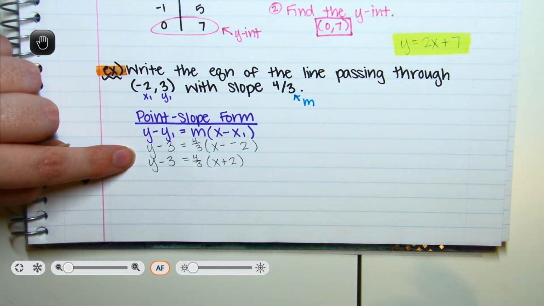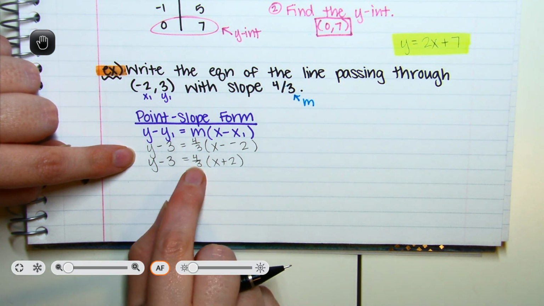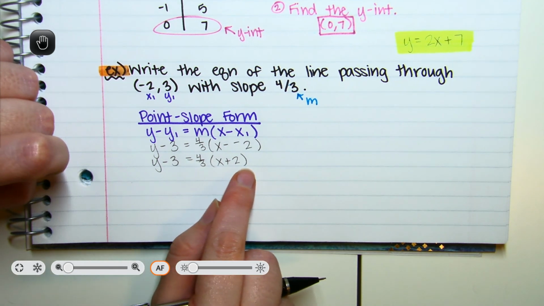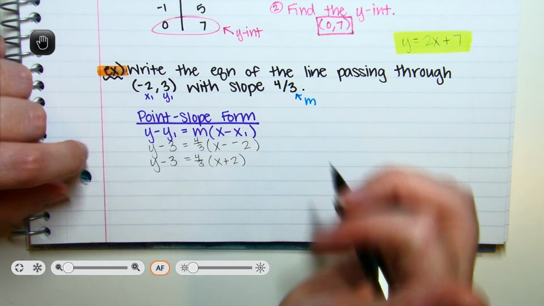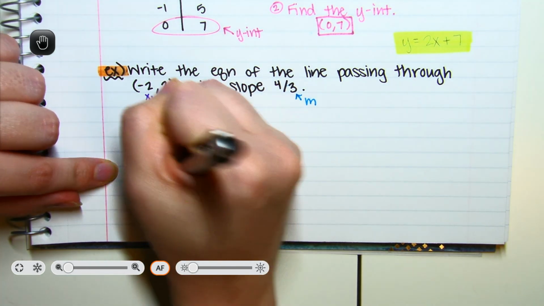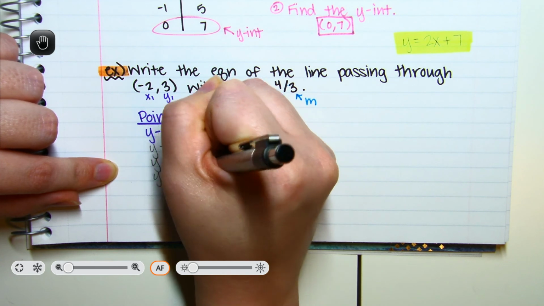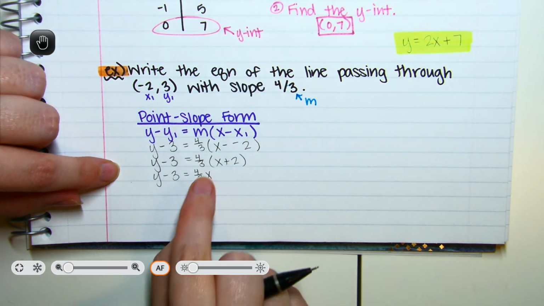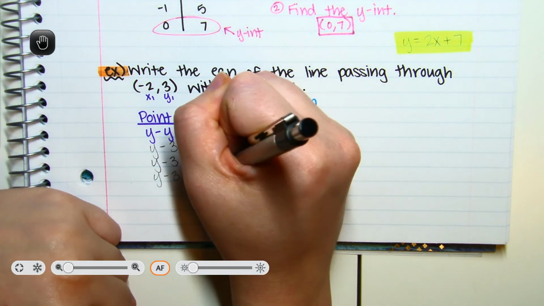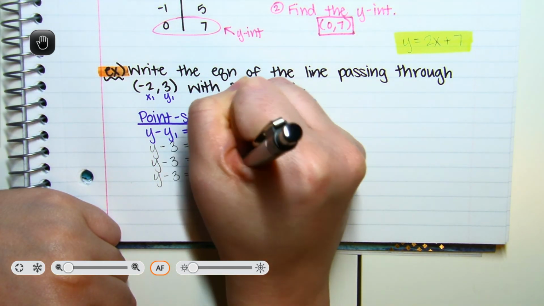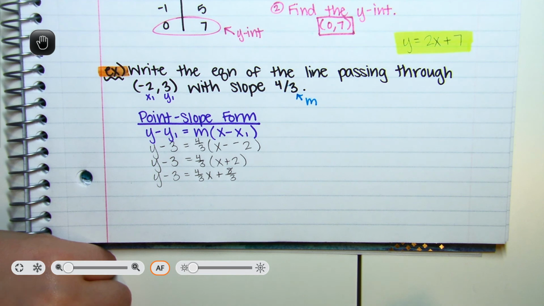Now I need to make this in the form y equals mx plus b, which means I need to take care of this stuff over here and get rid of those parentheses. So what do you think I do next? Good. We are going to distribute that 4/3. So y minus 3 equals 4/3 x. 4/3 times 2 becomes 8/3. If you have questions about how I got that, let me know when we come back to class.